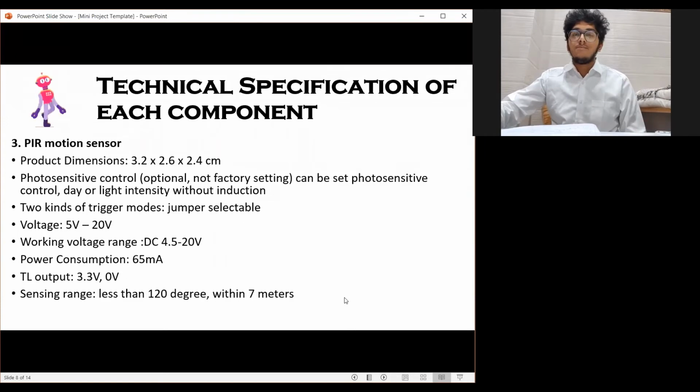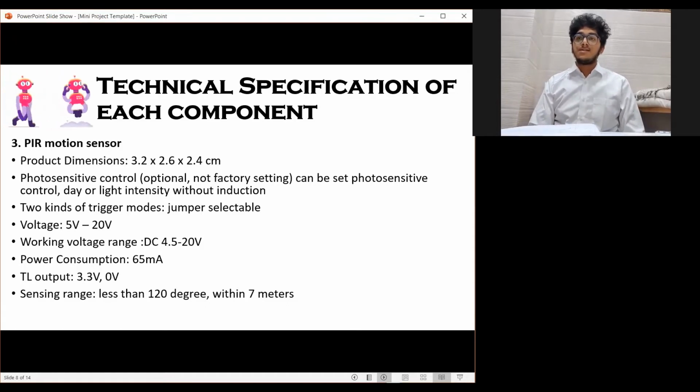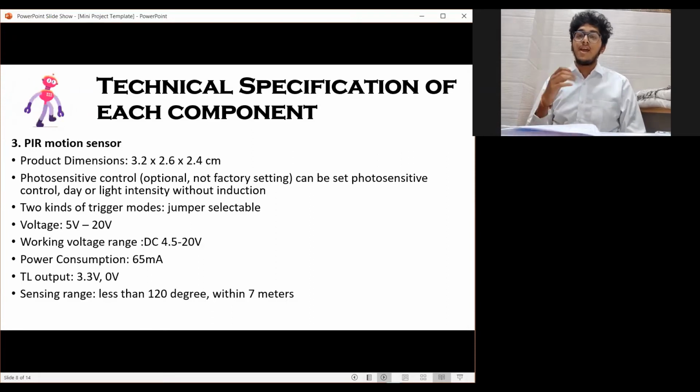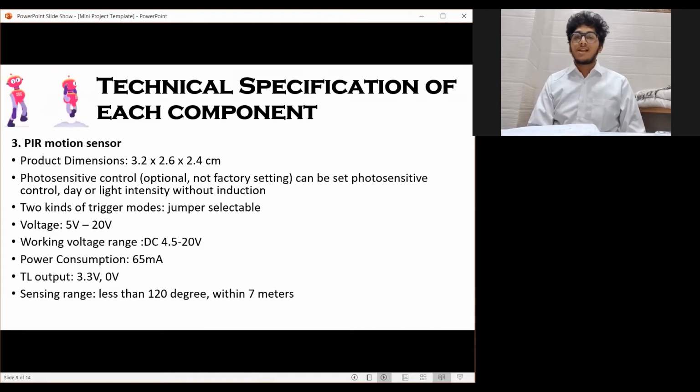The third component we have here is a PIR motion sensor. PIR stands for passive infrared sensor. The dimensions of the PIR sensor are 3.2 by 2.6 by 2.4 centimeters. It's a photosensitive control sensor. It can sense day or night intensity without induction. There are two kinds of trigger modes: jumper selectable.